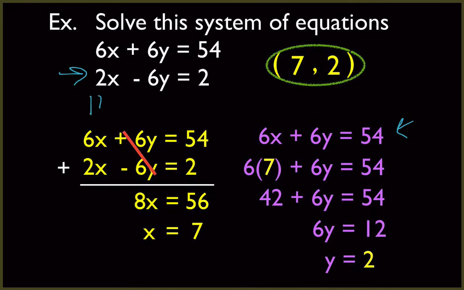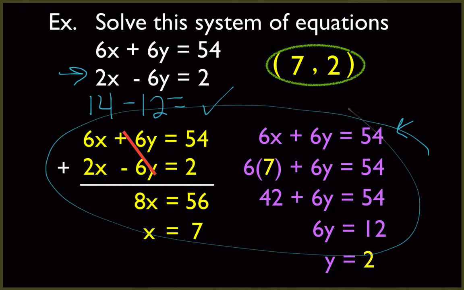2 times 7 is 14. 6 times 2 is 12. Is 14 minus 12 2? Yep, my answer is correct. It doesn't take very long. You can even do it in your head, and it just double checks that all of this down here didn't have any mistakes. You don't want to waste all that time and energy when you could go back and fix something if you got it wrong.